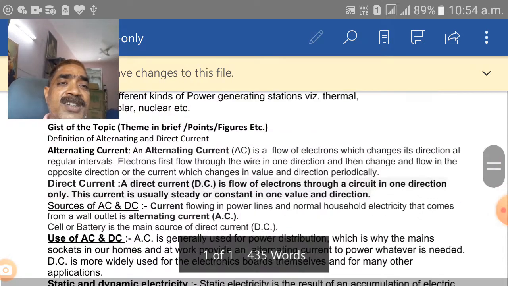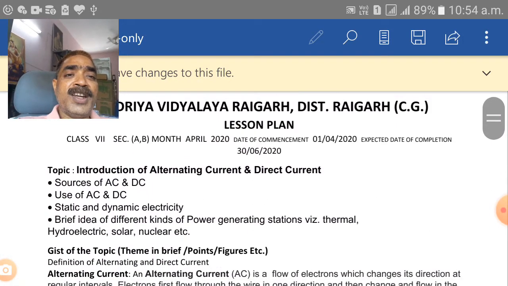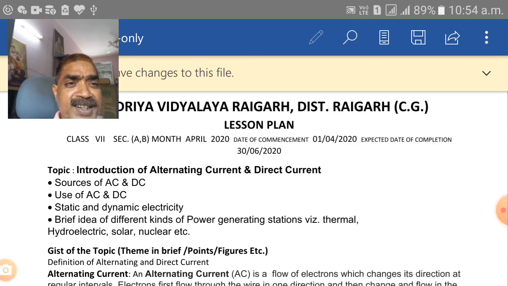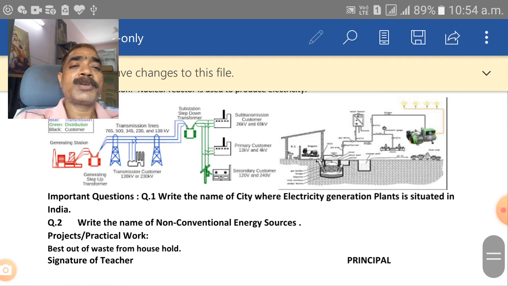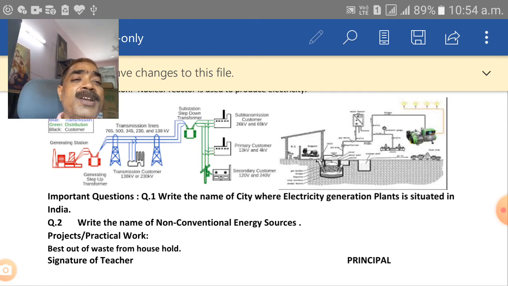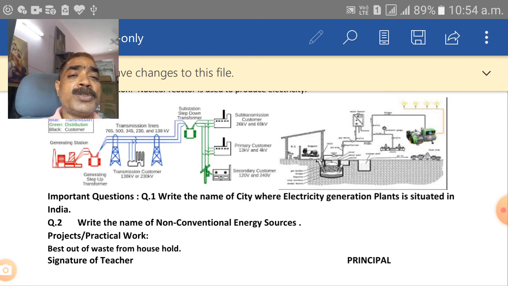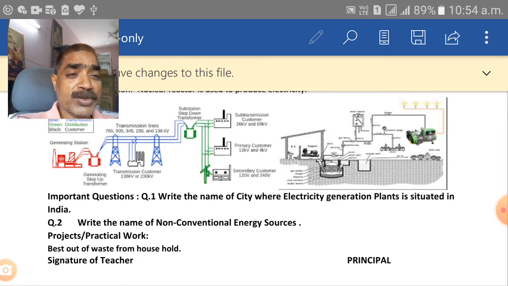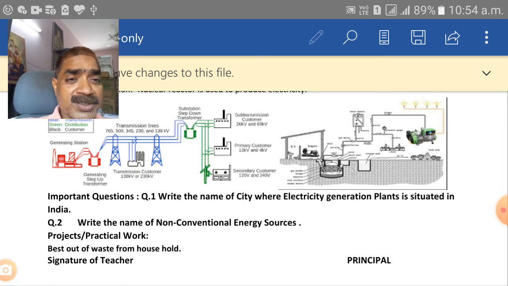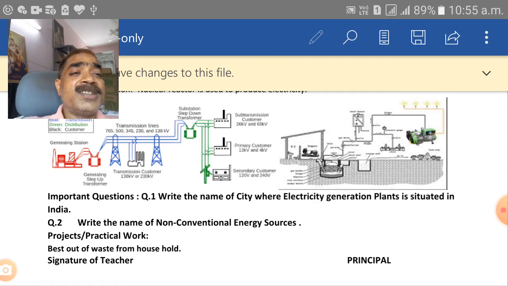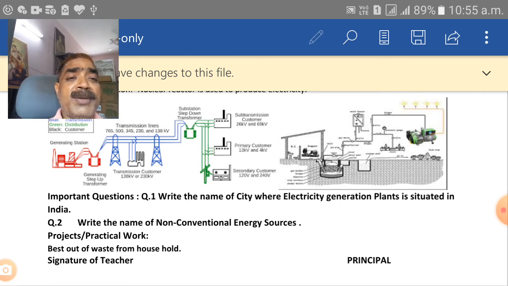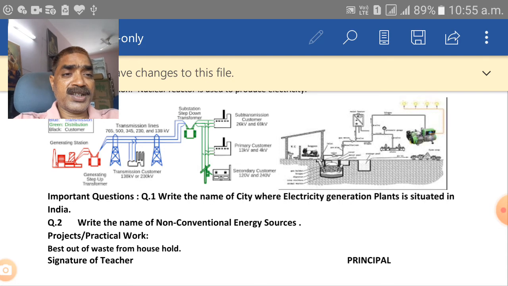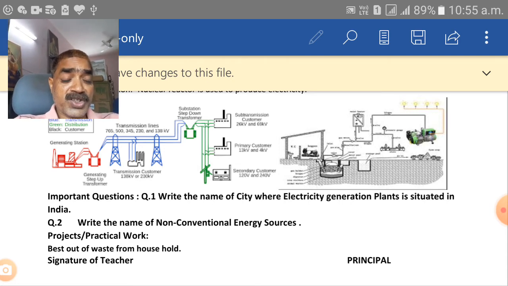So this was the introduction of alternating current and direct current. Now the question is, write the name of a city where an electricity generation plant is situated in India. Now you can search and find out where the electricity generating plant is located. Next one, write the names of conventional and non-conventional energy sources.